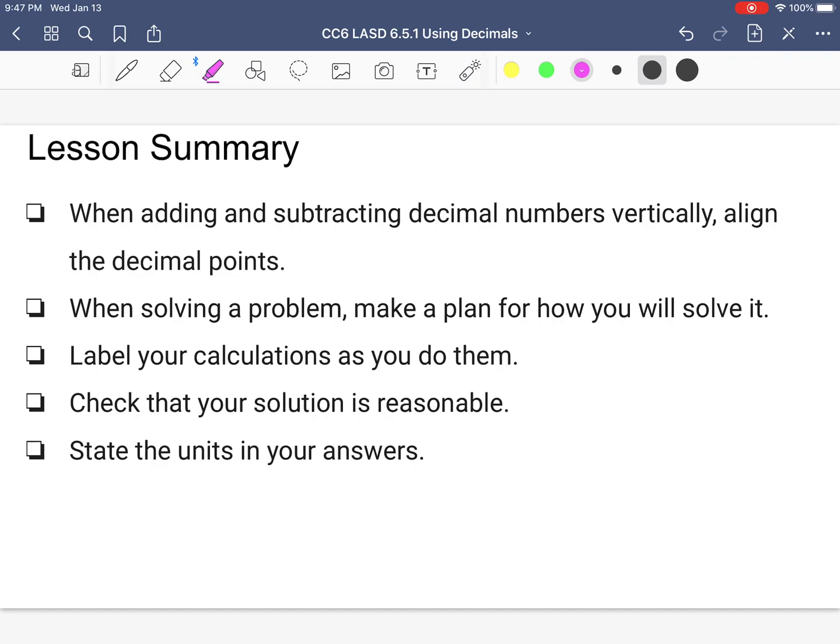Check that your solution is reasonable. Well, we made an estimate at the beginning, $5. The answer was $4.70, so that's close, and that made me happy that my solution is reasonable. And I stated the units in my answer. I didn't just write 4.70, I wrote $4.70.